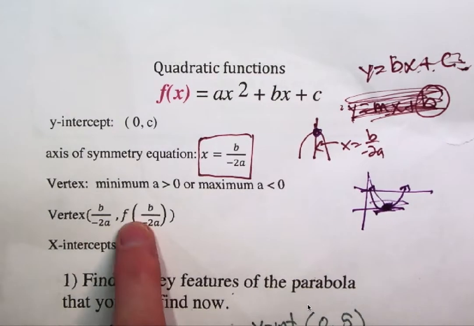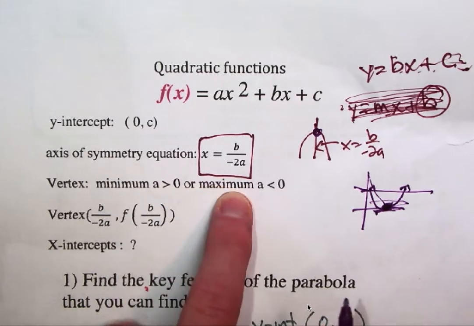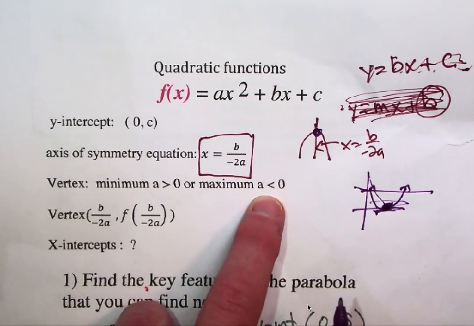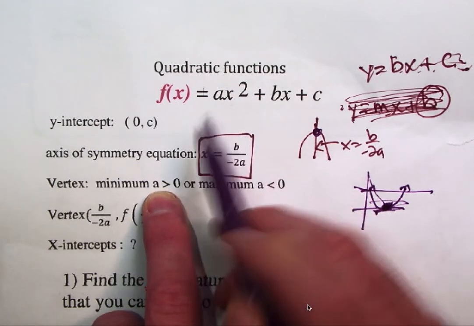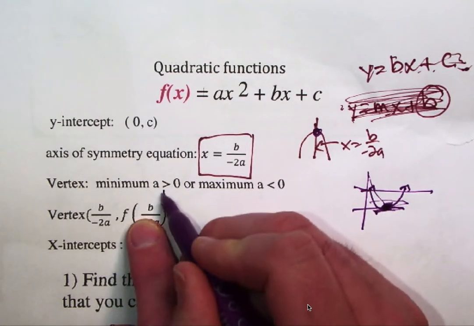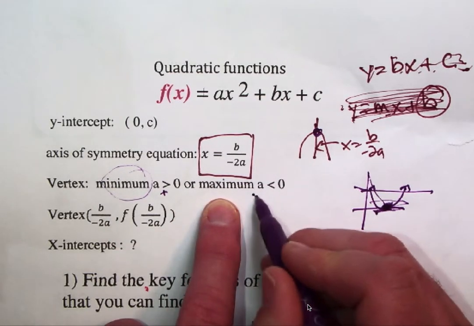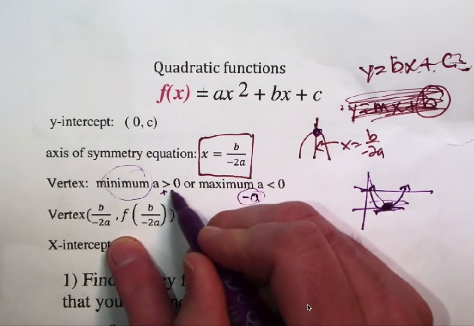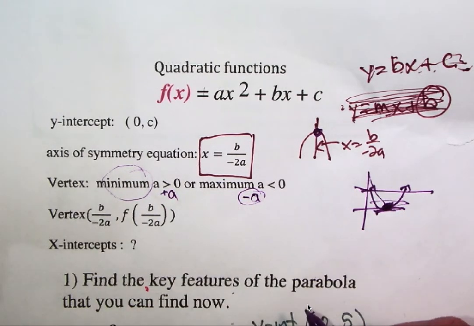No, I didn't. Okay. So you can tell whether the vertex is going to be a minimum or maximum. We explored it, but you're missing that part. You just have to remember, if the a value is greater than 0, so it's a positive number, it's going to be a minimum. If a is a negative number, right? Positive a minimum, negative a maximum.